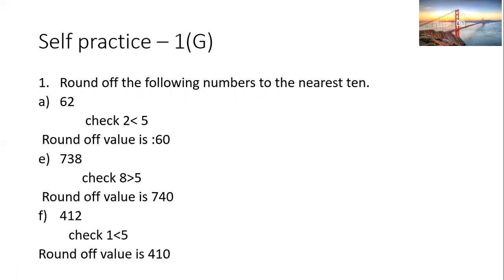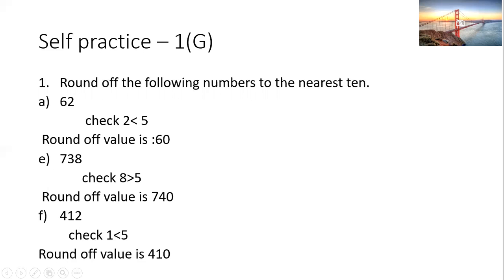Okay, guys. Next, I will do the self-practice sum. The first one is: round off the following numbers to the nearest 10. You can change only the tens place value. You replace only the tens digit.